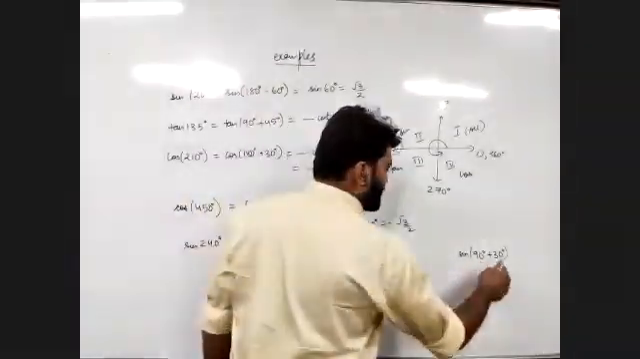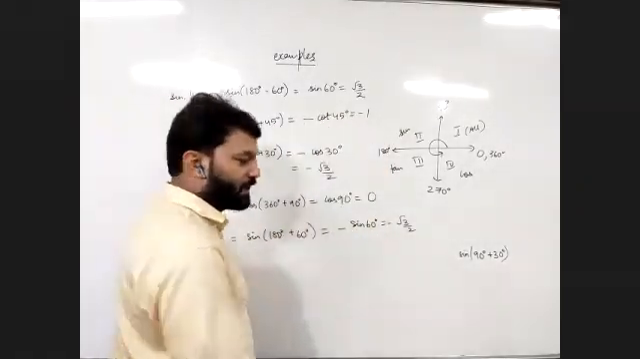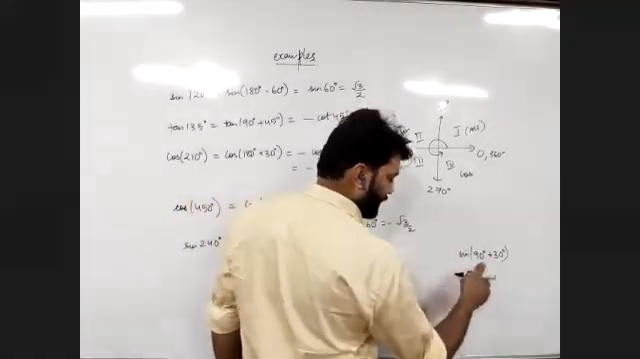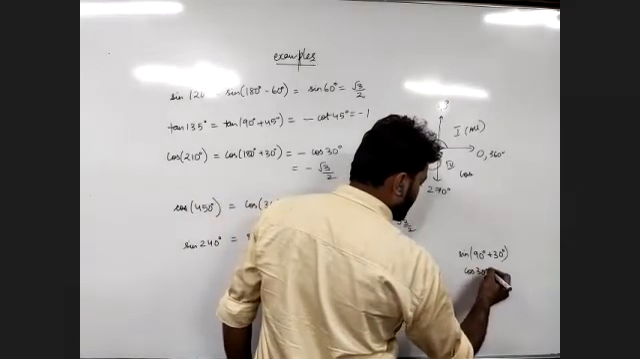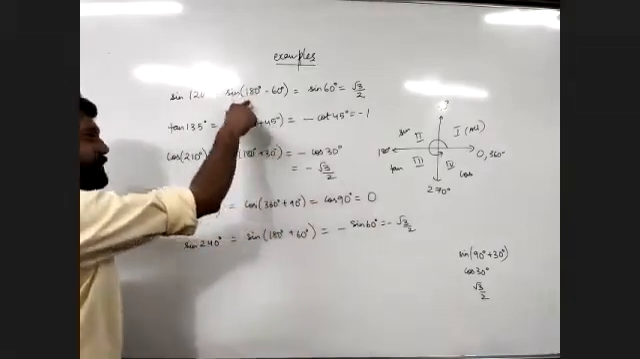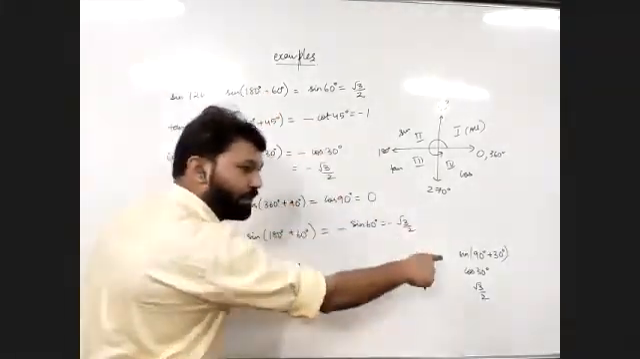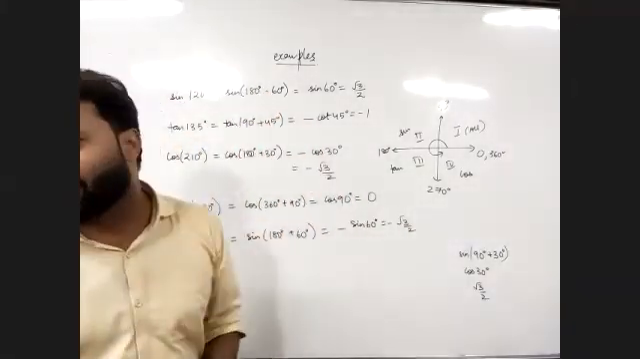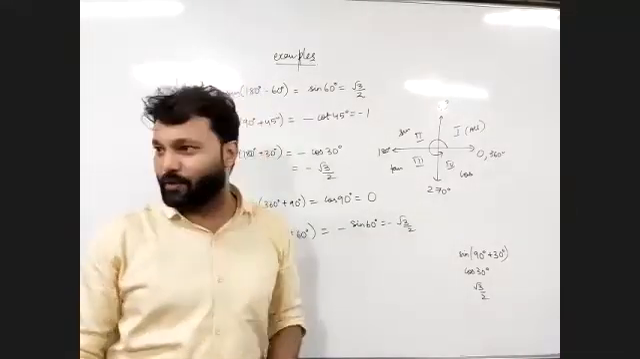Now 90 plus which quadrant? Second quadrant sine will be positive, but function will change. Cos 30. Cos 30 degree is root 3 by 2. So whether you break it through 180 degree or 90 degree, you will always get the same answer. Right? Clear to all of you?